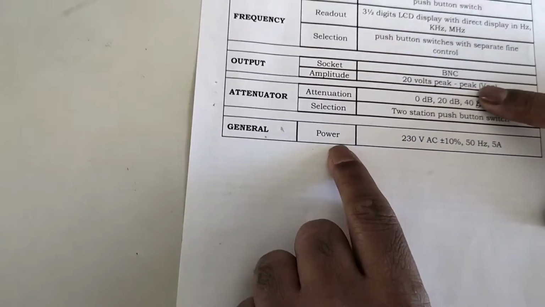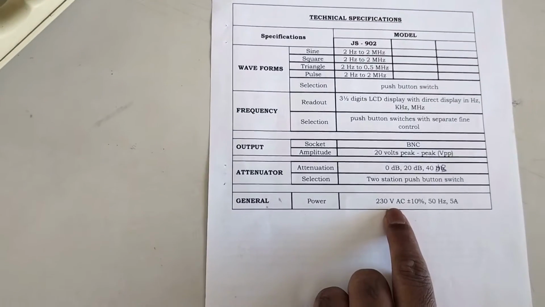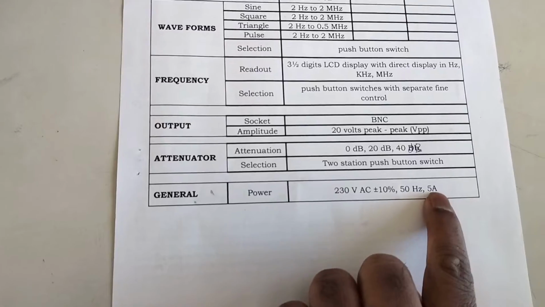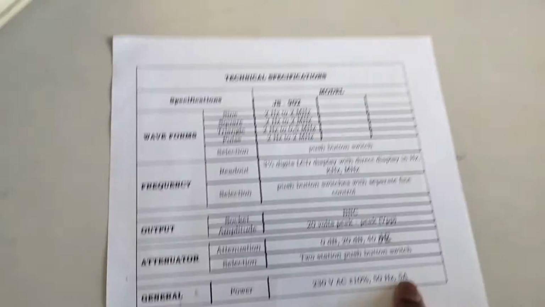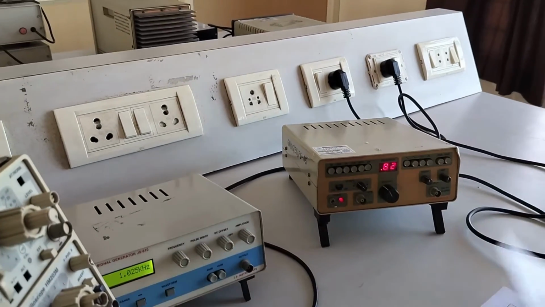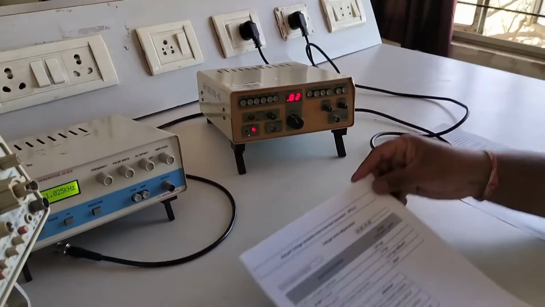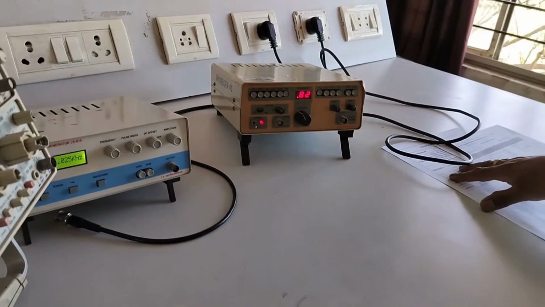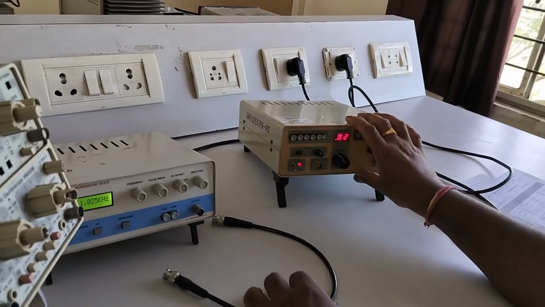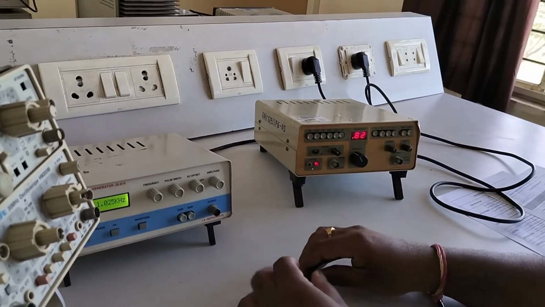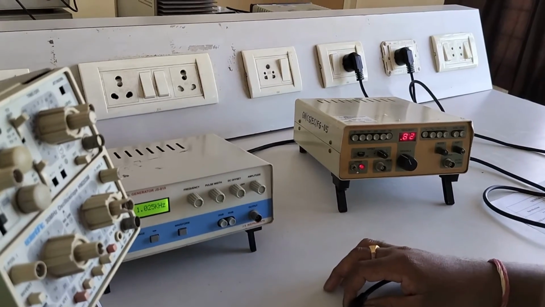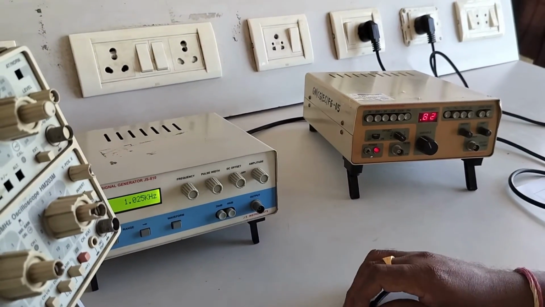In general, the power requirement for this function generator is 230 volts AC, 50 hertz and 5 amps. This is the main outlet socket I have connected, and this is the power on button. Now, how will you take the signal and adjust it for our circuits? The main function of a function generator is to produce different waveforms at different frequencies, and you can adjust the amplitude.